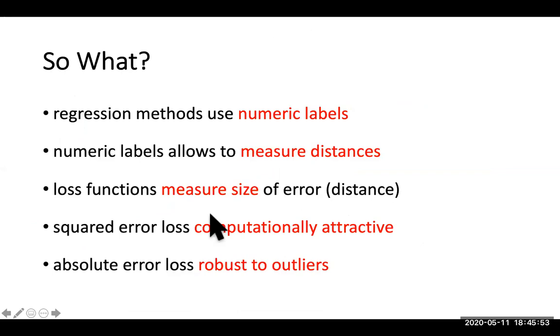Okay, so this brings me already to the wrap up of this lecture. Regression methods and problems involve numeric labels. So regression is the special case of machine learning involving numeric labels, and numeric labels allow us to measure distances, in stark contrast to classification problems where there is no distance measure between different label values. As loss functions, we can use distance measures like Euclidean distance to measure the size. And there are different widely used choices like the squared error loss or the absolute error loss. Whereas the squared error loss is computationally attractive, absolute error loss is more robust to outliers. And the blend of those two is called the Huber loss.